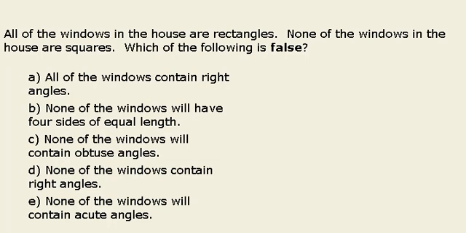All of the windows in the house are rectangles. None of the windows in the house are squares. Which of the following is false? So it says all of the windows in the house are rectangles.